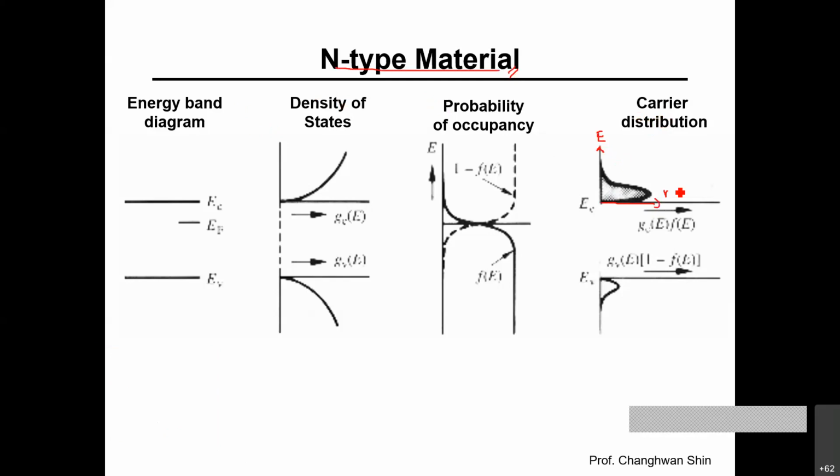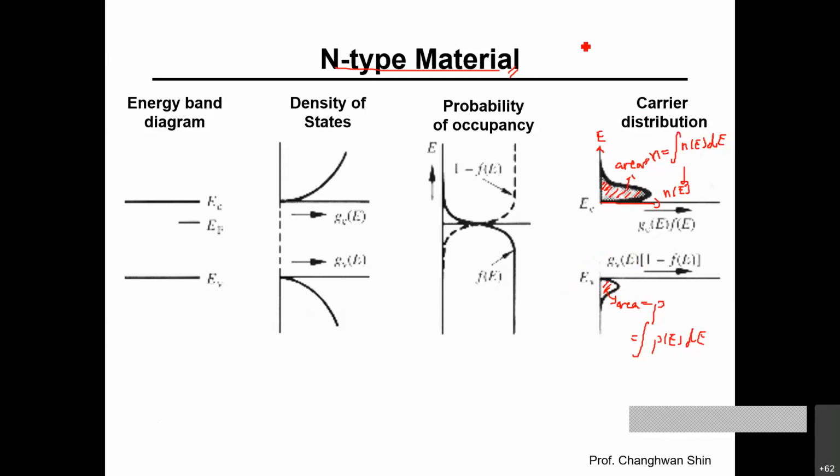The number of electrons as a function of energy for N-type silicon material, not pure silicon material this time. Previously I mentioned that this area is equal to the total electron concentration, and that can be obtained through this integration. And this area indicates the hole concentration, and that can be obtained from this integration.